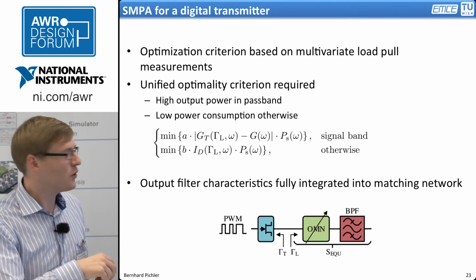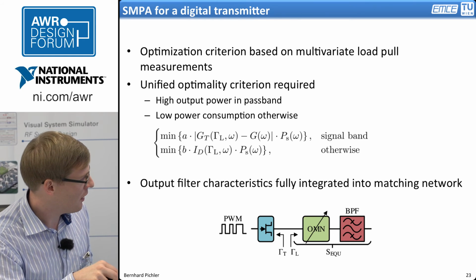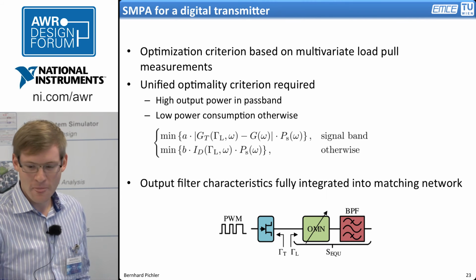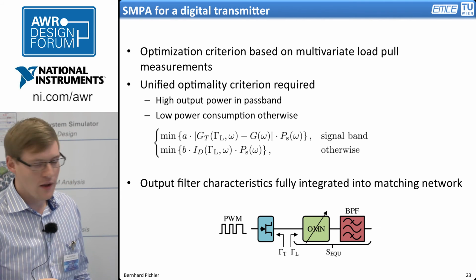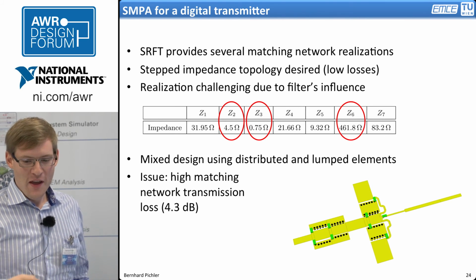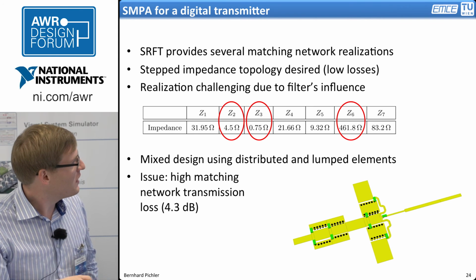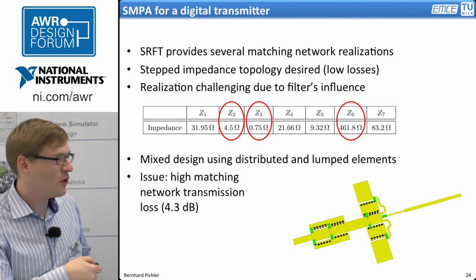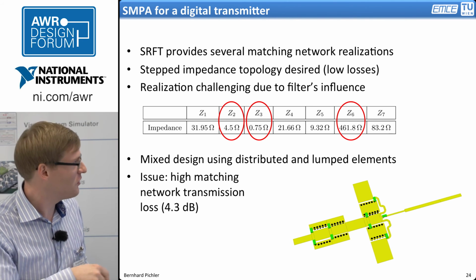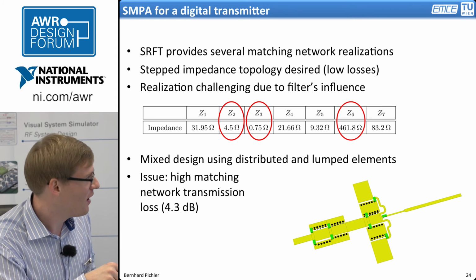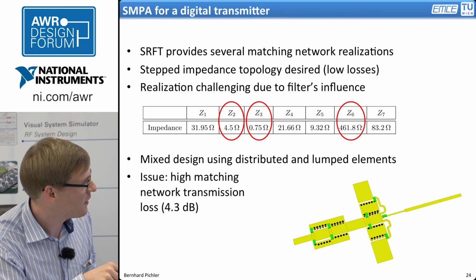And this is done by considering, as you can see here, the input signal, the behavior of the transistor and the filter. And when you do this optimization process, you end up in several different realizations depending on the weighting factors. And one of these you can see here. It was again intended to be a stepped impedance topology because it's easy and generally has low losses. But the problem is you end up with very low impedance values, like in the third element 0.75 ohm, and very high, like 460 ohm in the sixth element.